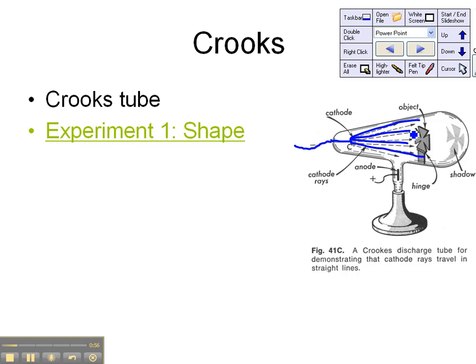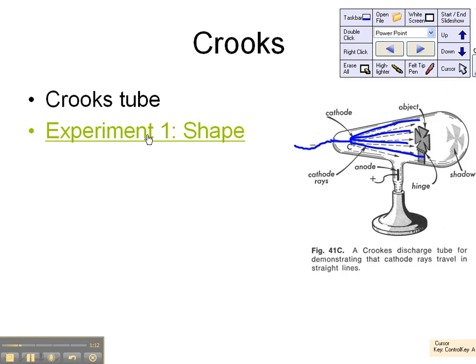So we got a Crooks tube. Some of you might have a Crooks tube at home if you have an old cathode ray tube TV. You know, the TVs that are like 3 feet thick. That is an old cathode ray tube. Now, Crooks did a few different experiments on it.